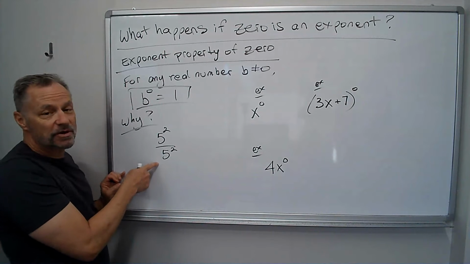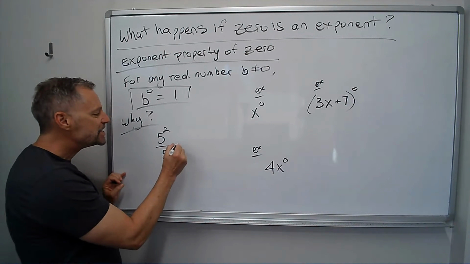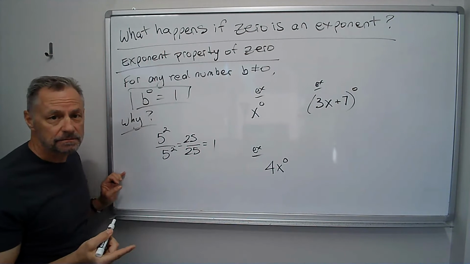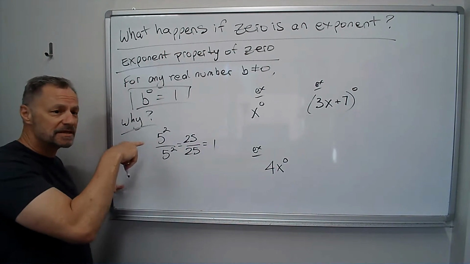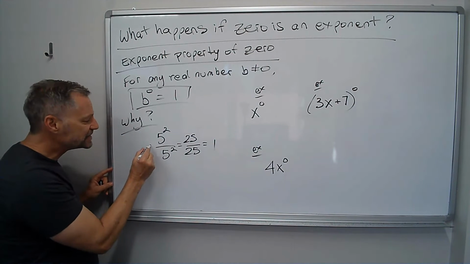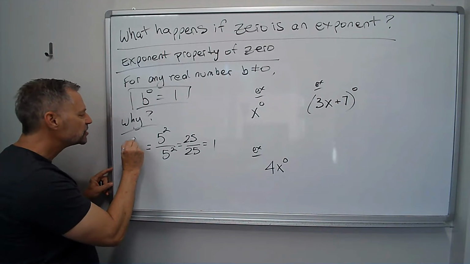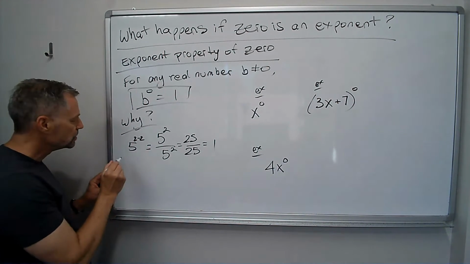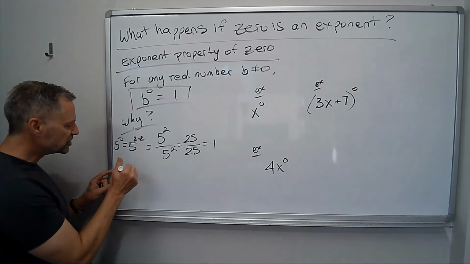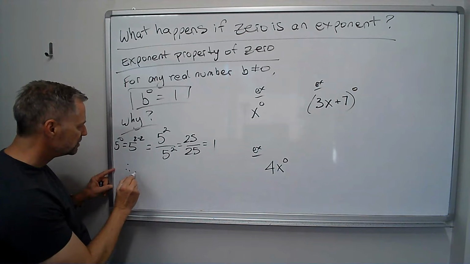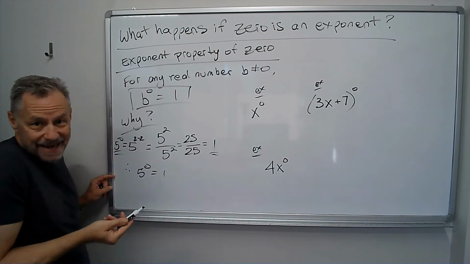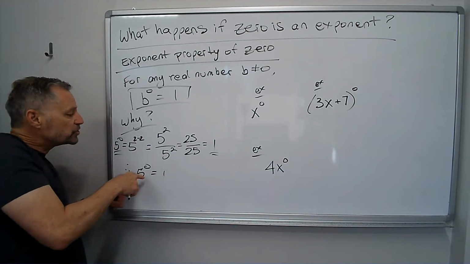Suppose we have 5 squared over 5 squared. Well, we know that's 25 over 25. And we know that's 1. But think of the property of exponents when we're dividing. Remember, when we divide with the same base, we subtract the exponents. So we're really getting 5 to the 2 minus 2, which is, of course, 5 to the 0. Therefore, 3 dots in a triangle like that mean therefore 5 to the 0 must equal 1. And it does. Okay, that works for any base.